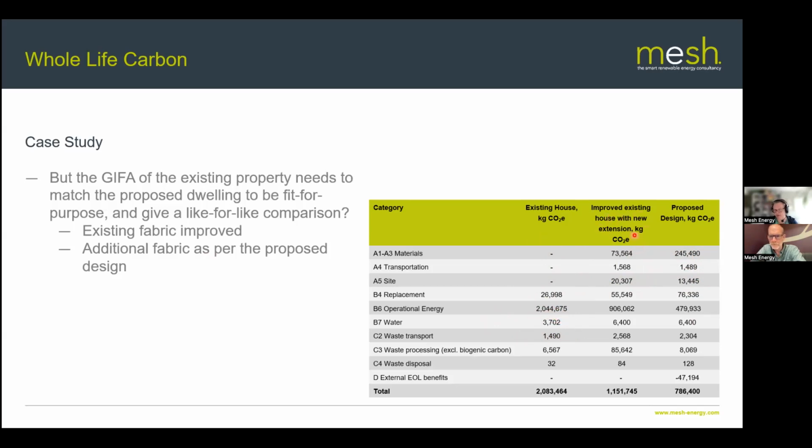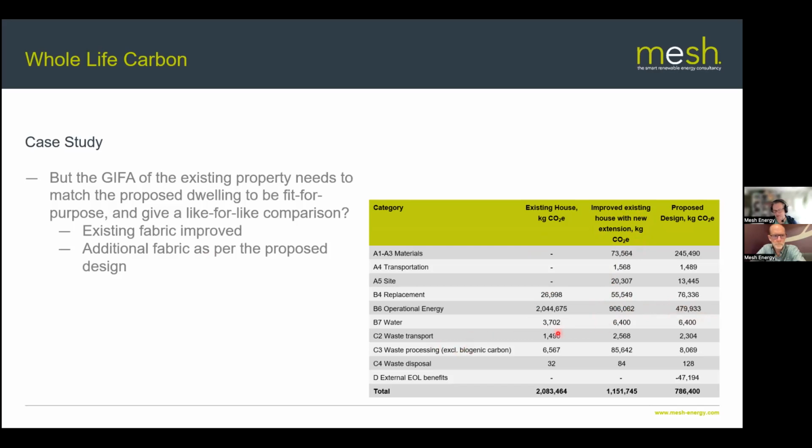If we improved the existing house, but at the same time made it larger, then we were looking at a 50% reduction in operational energy over 60 years. But if we were to demolish and rebuild with a super insulated passive house standard, very airtight building fabric, then we could reduce that operational energy by 75%.